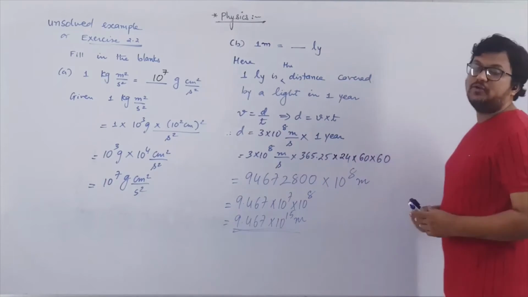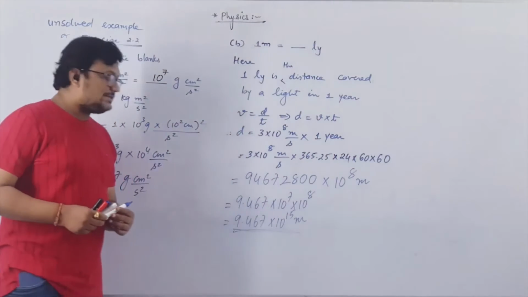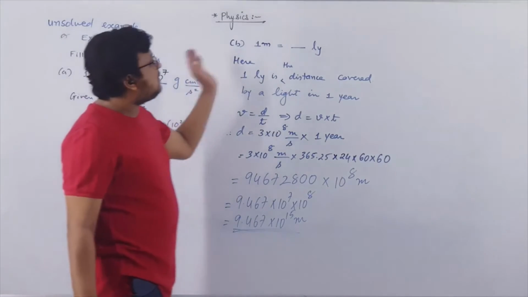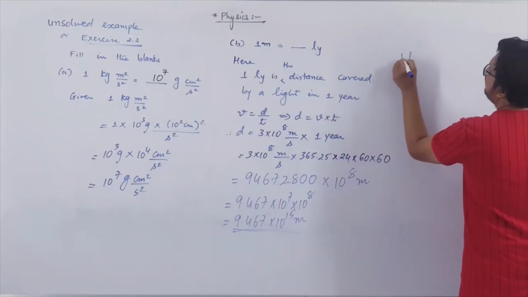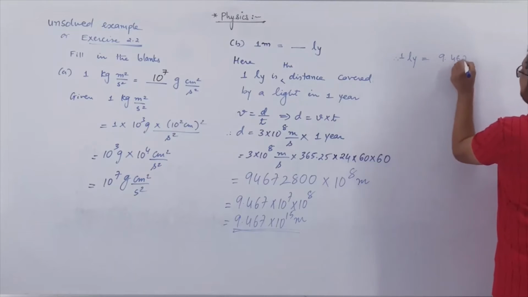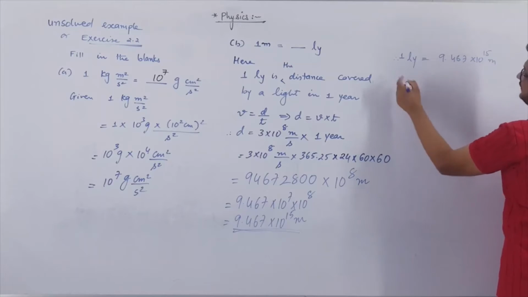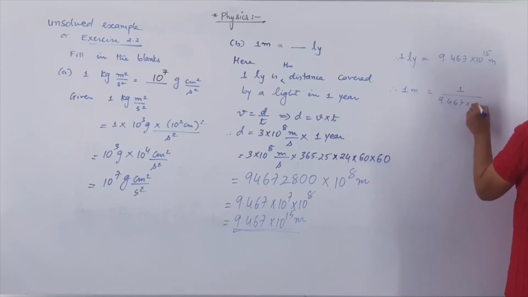You have to remember this value. The distance traveled by light in 1 year is 9.467 into 10 raised to 15 meter. Right? But in our question it is given as 1 meter equal to blank light year. So therefore, here we got 1 light year is equal to 9.467 into 10 raised to 15 meter. So divide this, take this on the other side. So therefore 1 meter will be 1 over 9.467 into 10 raised to 15 light year.